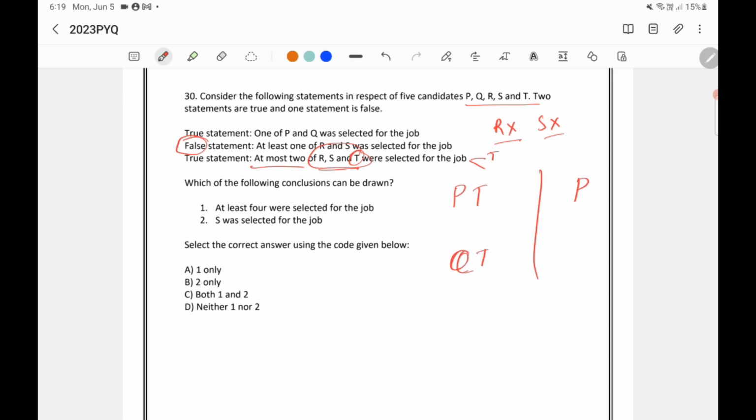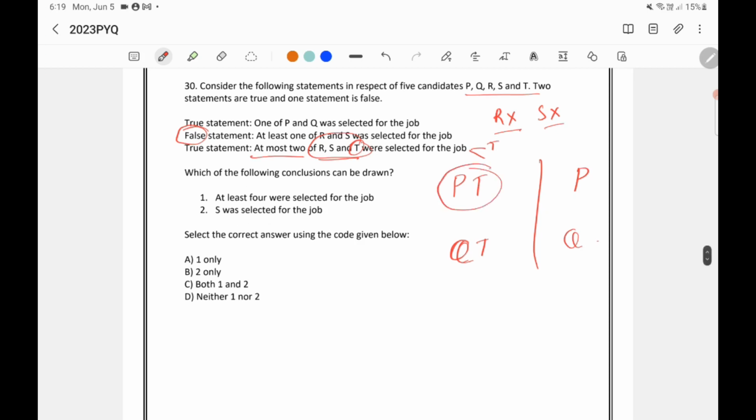And along with Q, T won't be selected, means Q only will be selected. So we have 4 possibilities. Either P and T got selected, either Q and T got selected, either P only got selected, or Q only got selected. So these are the 4 possibilities.